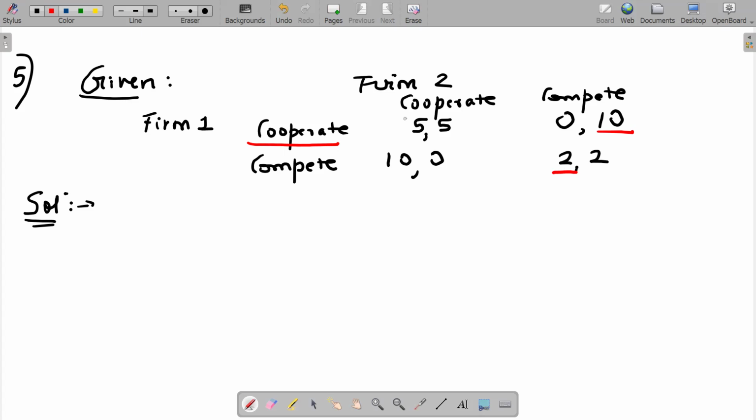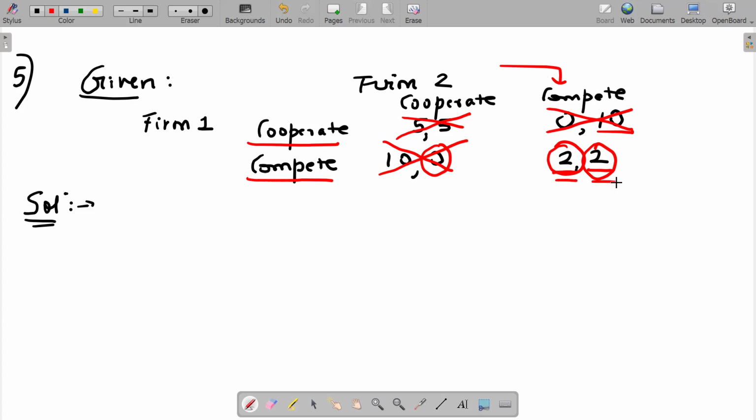So I can say that this is not the Nash because there's a tendency to deviate from here. This profile is also not the Nash because when firm 2 competes, firm 1 will not cooperate, firm 2 will compete. Then when firm 1 competes, what will firm 2 do? Firm 2 will compete. And when firm 2 competes, what will firm 1 do? Compete. That means this is also not the Nash because there's a tendency to deviate from. So I got a dash below both these payoffs.